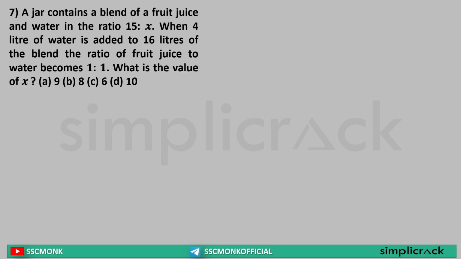Clear? A jar contains a blend of fruit juice and water in the ratio 15:x. So what happened? This is the juice, this is the water, 15:x. When 4 liters of water is added to this 16 liters of the blend, that means the total blend is equal to what? 15 plus x, that is equal to 16 liter. Yes or no? Yes. So when it is added to this, the ratio of fruit juice to water becomes 1:1.